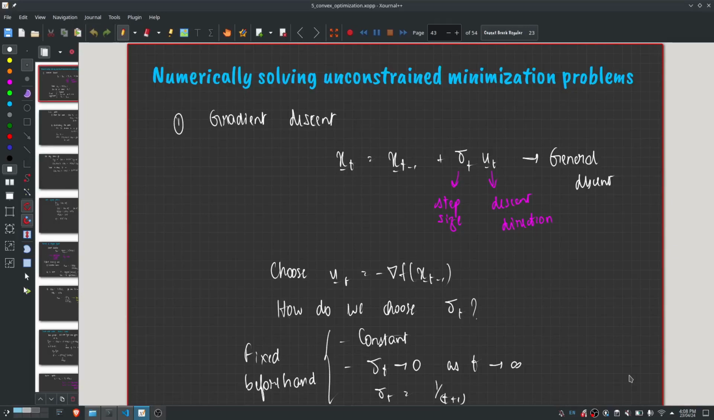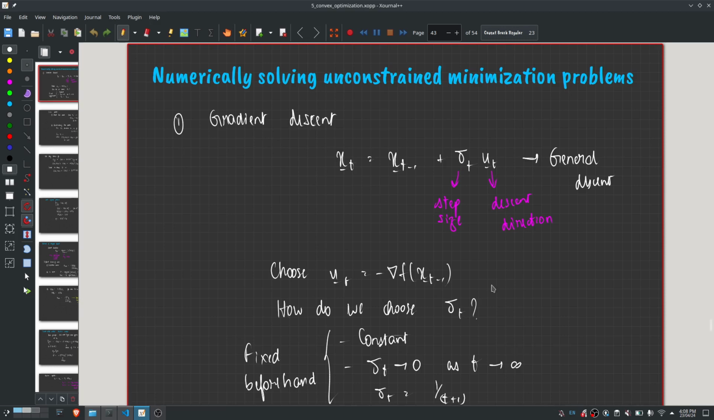Okay, so let's start. In the last couple of classes, we were discussing algorithms for solving convex optimization problems. We started off with numerically trying to solve unconstrained minimization problems, and we saw a general class of methods, the so-called descent methods, out of which gradient descent is one particular algorithm, and the other algorithm that we saw was Newton's method.